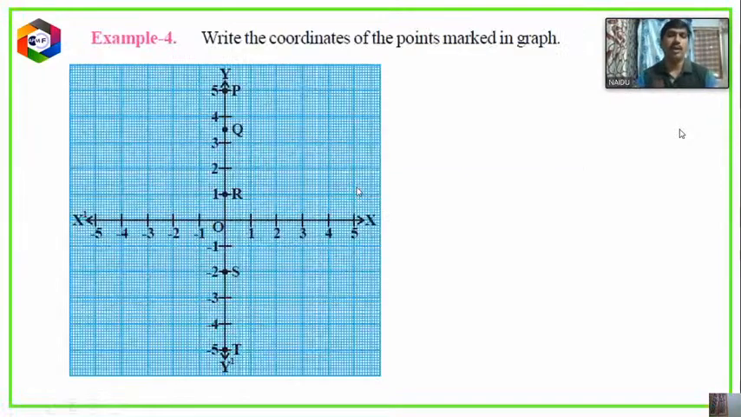Observe this one. Now it is your turn again. Write the coordinates of the points marked in the graph. Now if you observe, there are 5 points: p, q, r, s, t. Observe keenly, those are marked on the y-axis. Whenever we write a point's coordinates, as I said, x comma y, x itself is the x direction distance and y itself is the y direction distance. To arrive at this point, for example, I am going to explain the first one once again, because it is a new one. R, it is on the y-axis.